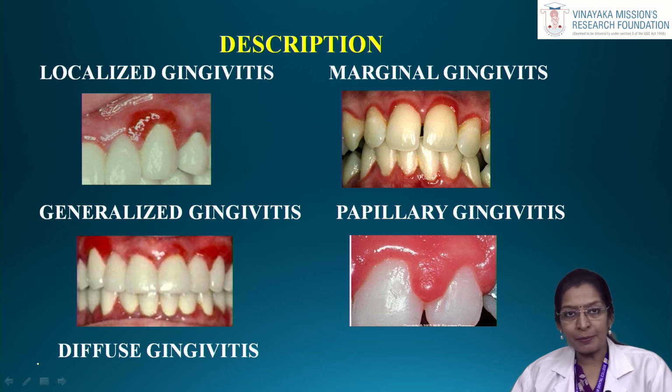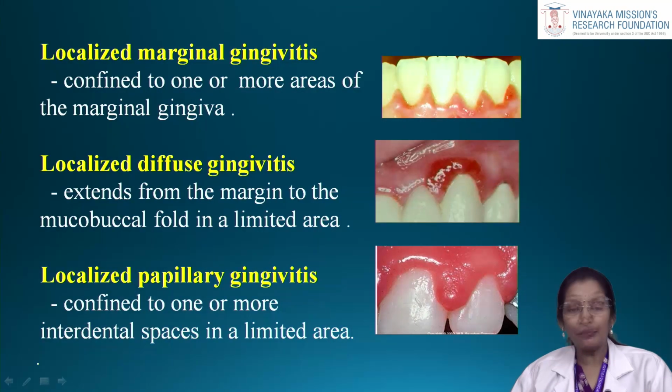Based on this description, it is further elaborated as localized marginal gingivitis when the inflammation is confined to one or more areas of the marginal gingiva, and localized papillary gingivitis when it is confined to one or more areas of the interdental papilla. The term localized diffuse gingivitis is used when the inflammation extends from the gingival margin to the mucobuccal fold in a limited area.